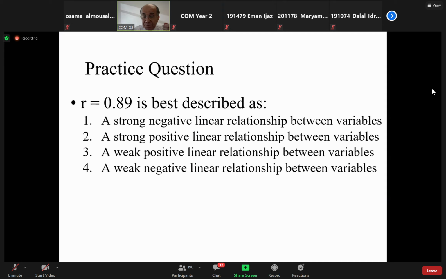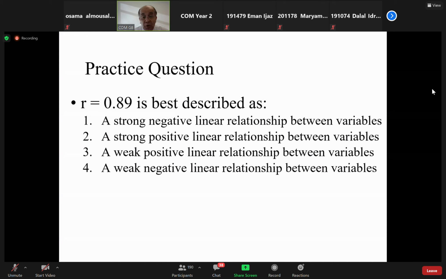Question: if R, the Pearson correlation coefficient, is 0.89, which one do you think is the answer? The majority of students in the chat are saying 2. So it's strong and positive.